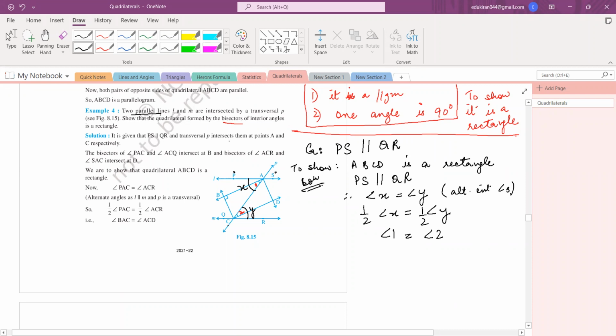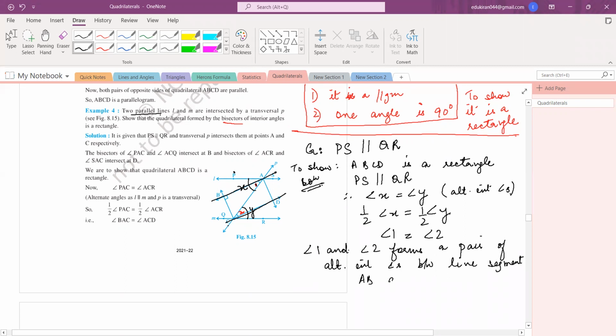Now look again, angle 1 is here, angle 2 is here. So they fall between these two lines, isn't it? So 1 and 2 form a pair of alternate angles, right? Angle 1 and angle 2 form a pair of alternate interior angles between line segments. Which line segments? AB and CD. So since angle 1 is equal to angle 2, therefore AB is parallel to CD.